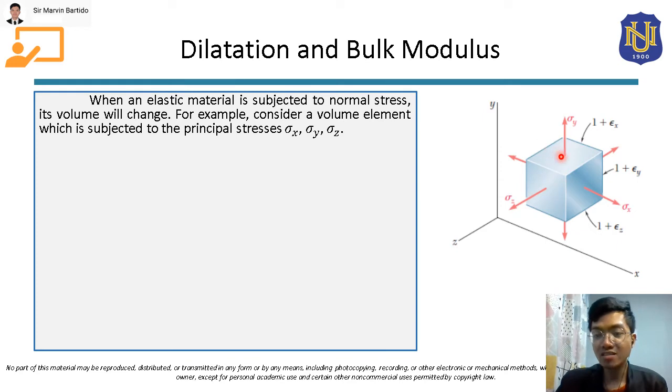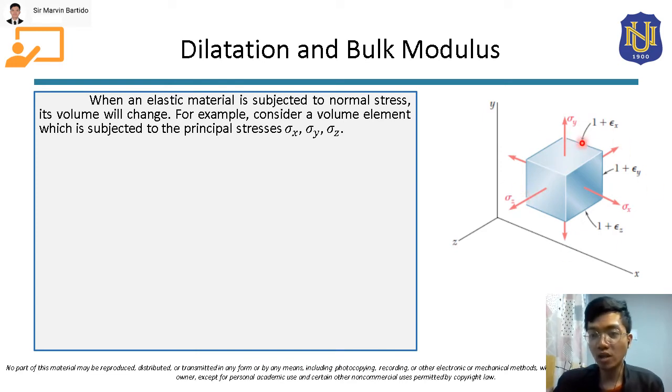Okay, so class, upon application of normal stresses in all three directions, the x, y, z directions, this element will be subjected to strains. So there will be a change in the dimension in all the principal directions: in the x direction, the z direction, and the y direction. So there will be a strain in each direction.